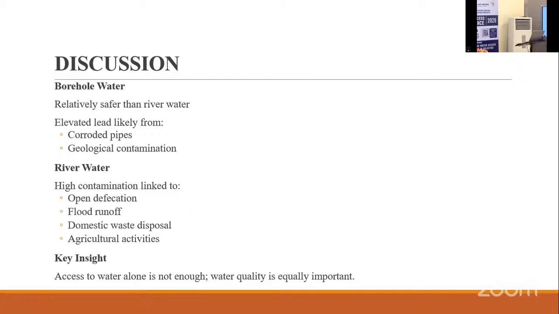For river water, we have high contamination linked to, one, open defecation, two, flood runoff, three, domestic waste disposal, and lastly, agricultural activities. The key insight is that access to water alone is not enough. Water quality is equally very important.